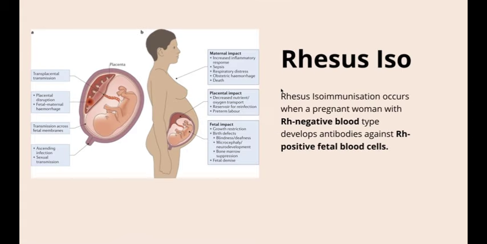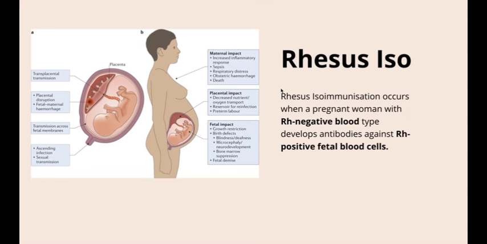So let's talk about rhesus isoimmunisation now. This is when a pregnant woman with rhesus negative blood type develops antibodies against rhesus positive fetal blood cells. The way this happens is, as I said, the rhesus positive fetal blood cells enter the maternal circulation during pregnancy or childbirth, and they lead to an immune response. This is because in a rhesus negative mother carrying a rhesus positive fetus, the immune system recognizes those rhesus positive cells as foreign.